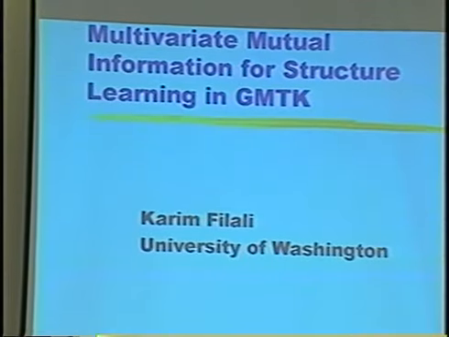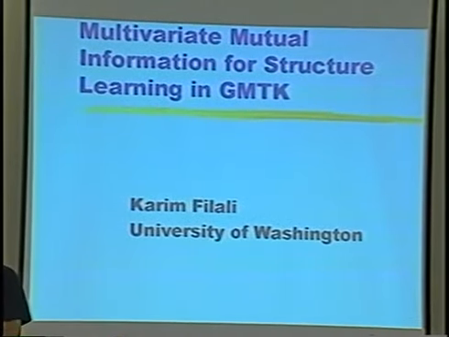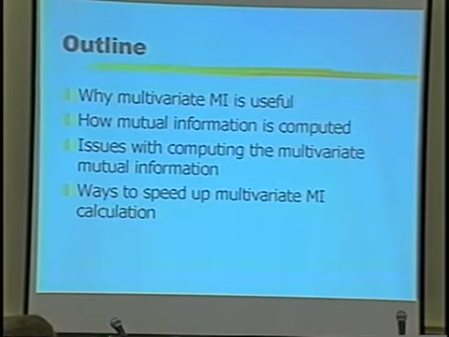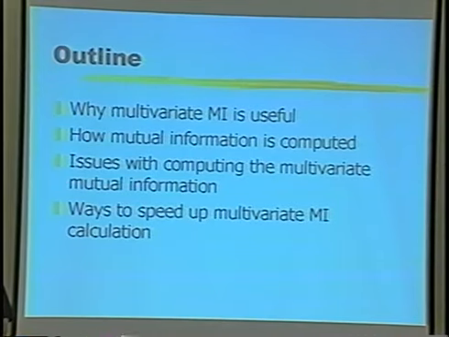Okay, I'm Kevin Filali. I'll be talking about multivariate mutual information for structure learning in GMTK. I'll first talk about why multivariate mutual information is useful, and that will be a recap of what Thomas said about bivariate and its limitations. Then I will show how mutual information is computed. Then talk about the main issue with computing the multivariate mutual information. And then end up with ways to speed up the multivariate mutual information calculation.